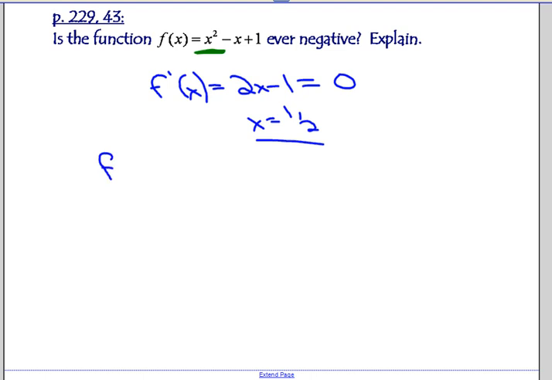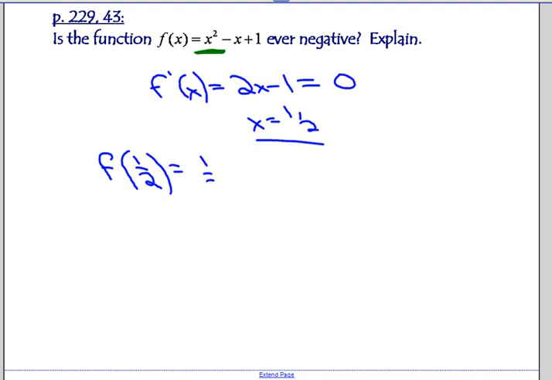I'm going to take that back to the function. So I'm going to sub that into the function. This is the vertex, or in terms of calculus, this is my minimum. I haven't proven it's a minimum yet, but we'll see that also. I'm going to plug this back into my function to see what the y-coordinate is.